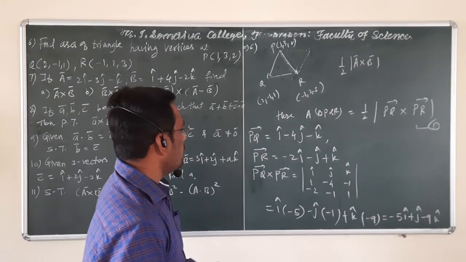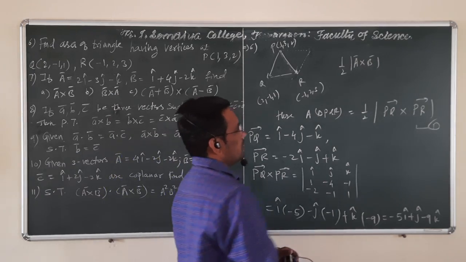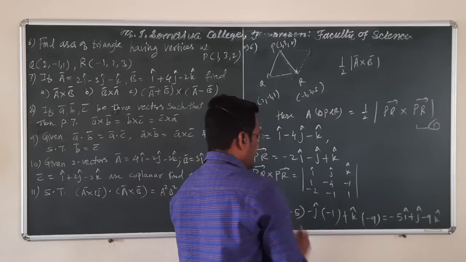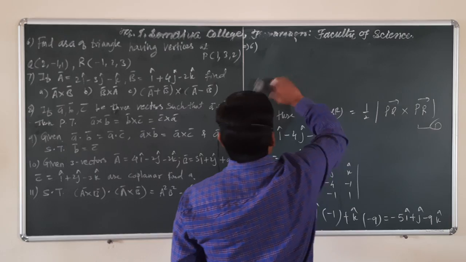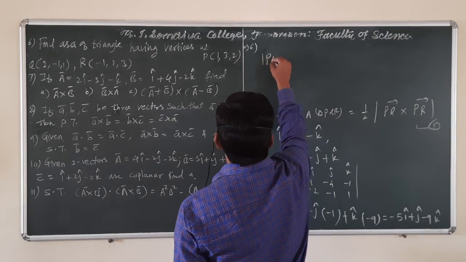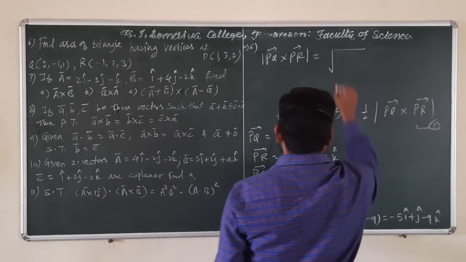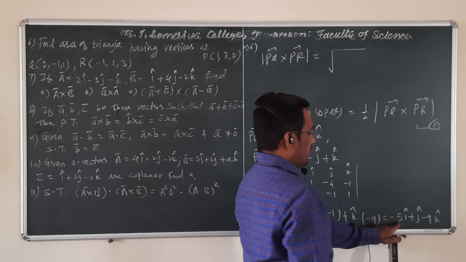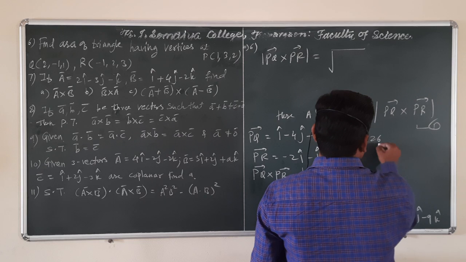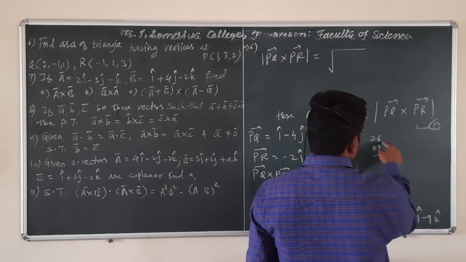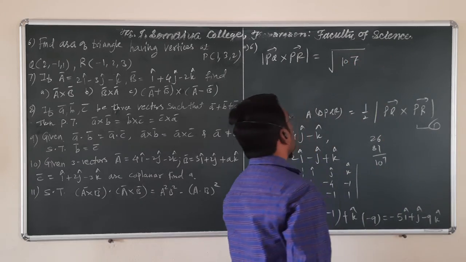And the magnitude of this PQ cross PR: here we have to take the magnitude of this. So the magnitude of PQ crossed with PR is equal to the square root of 25 plus 1, which is 26, plus 81. So 26 plus 81 is 107. Okay, so the square root of 107.